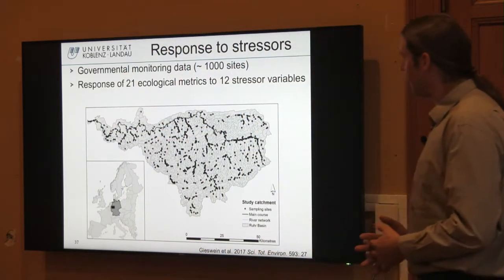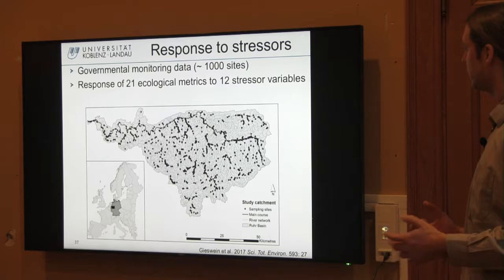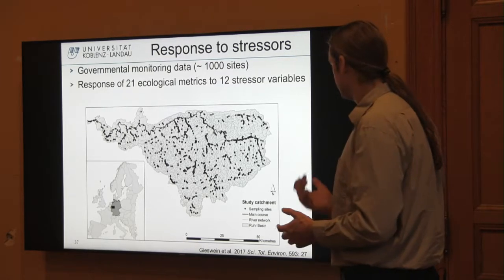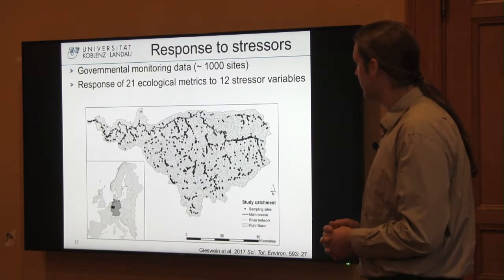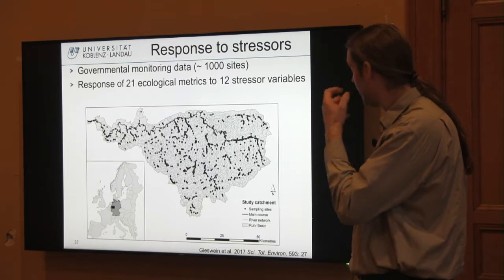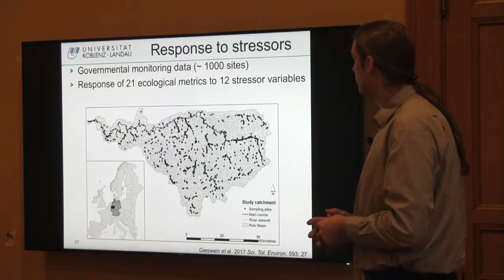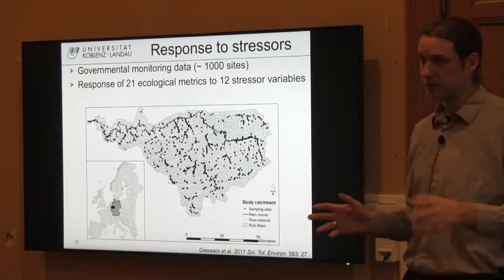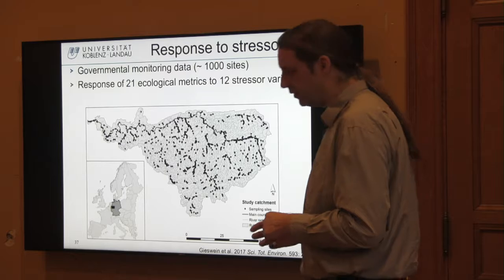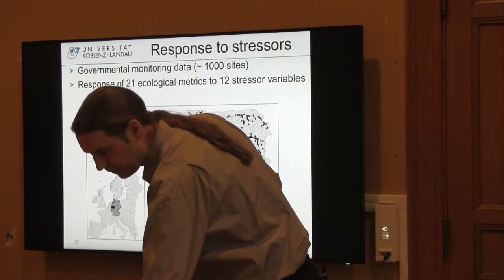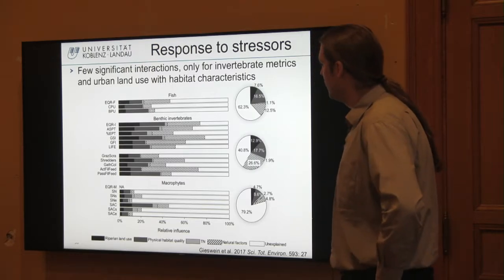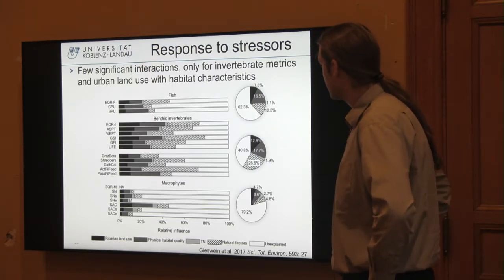So what does this mean for the stressors? What is the response to stressors? This is a study that was also just published last year, where they took governmental monitoring data from about 1,000 sites. They looked at the response of about 20 ecological metrics to 12 different stressors. How did they respond? And what they found was that there were very few significant interactions.